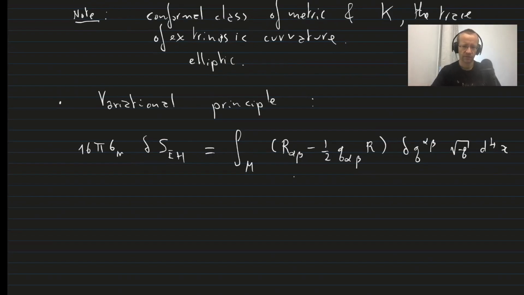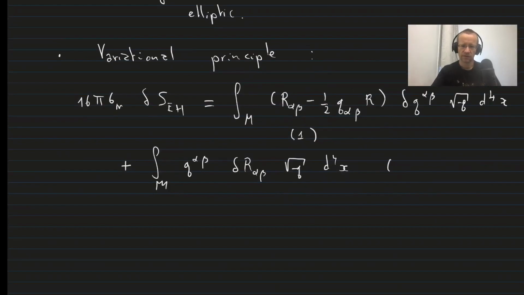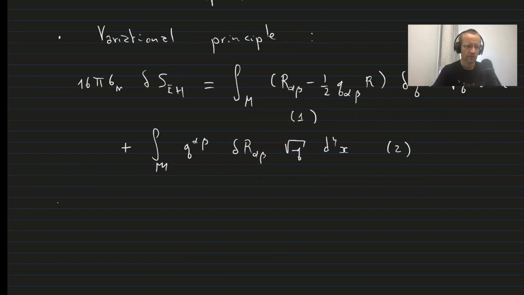So let's call this first term 1. But we also have a second term, which is the integral over the manifold of g^{alpha beta} delta R_{alpha beta} square root of minus g for Minkowski metric, d^4 x. So now, why don't we usually talk about the second term? It's because it's a total derivative. So in what sense is it a total derivative?